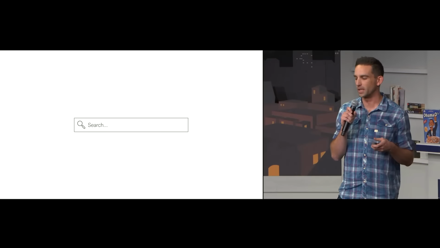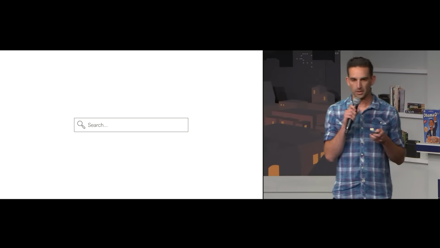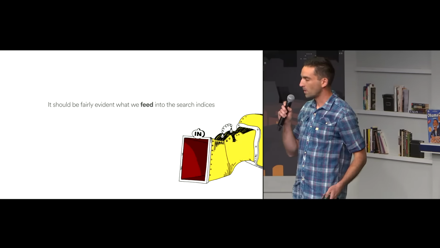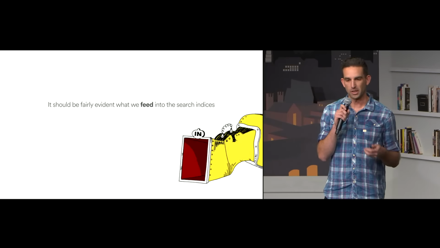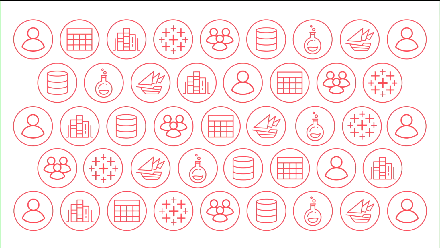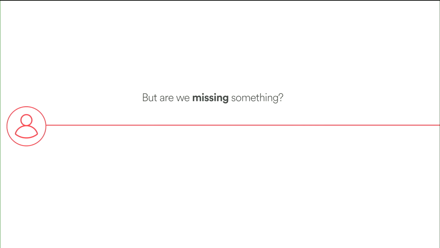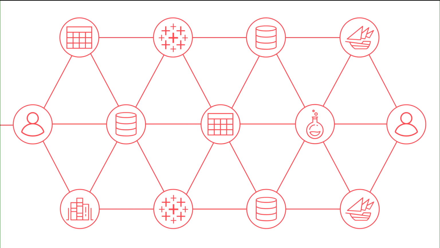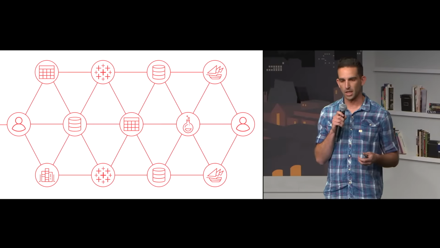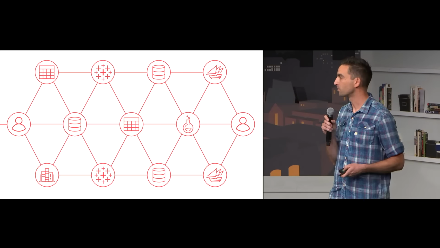So what's the concept? At a very high level, our desire is to really just search for something. The question then is, how do we frame our data in a way that is meaningful for searching? It should be fairly evident what we're going to feed into our search index. It's all these data resources and their associated metadata. The real question is, are we missing something here? And we think yes, quite clearly, our ecosystem is a graph. All these data resources are nodes, and the connections are just relationships or edges in that graph. And we want to leverage that.